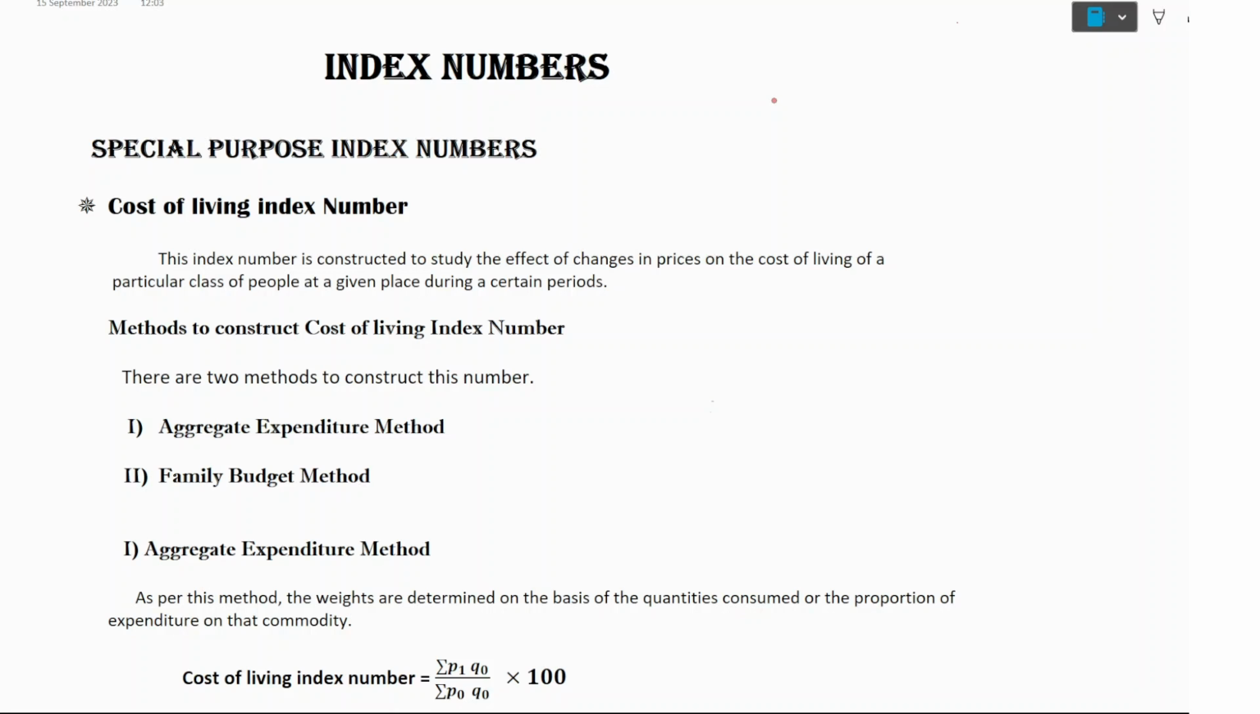In this video, we will discuss special purpose index numbers, that is cost of living index number.